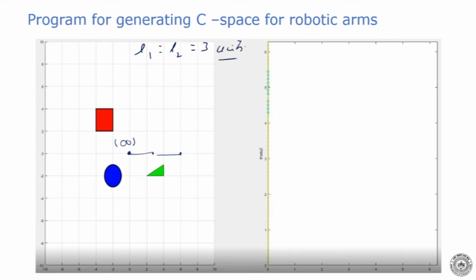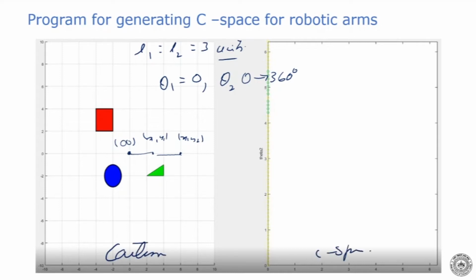Now how does the program start? It starts by saying that theta 1 is equal to 0 and theta 2 is going from 0 to 360 degrees. And it plots x1, y1, x2, y2 and checks for intersection between any of the obstacles. So we start here on the right hand side. This is my Cartesian space. This is my C space. We start at 0, 0 here.